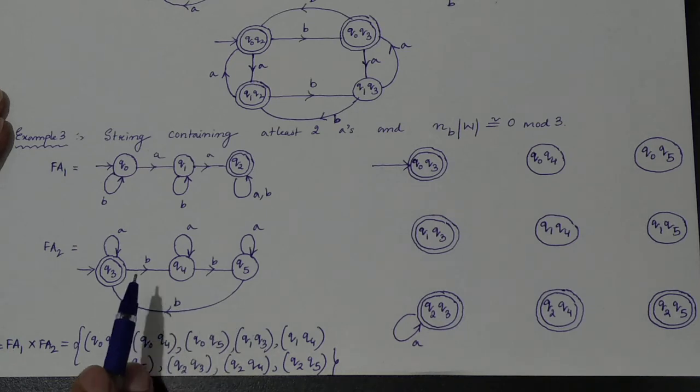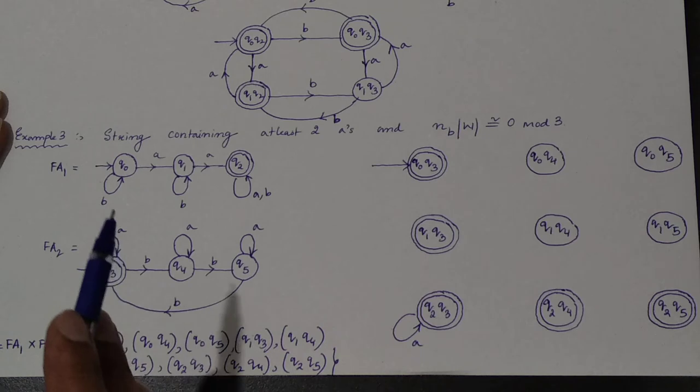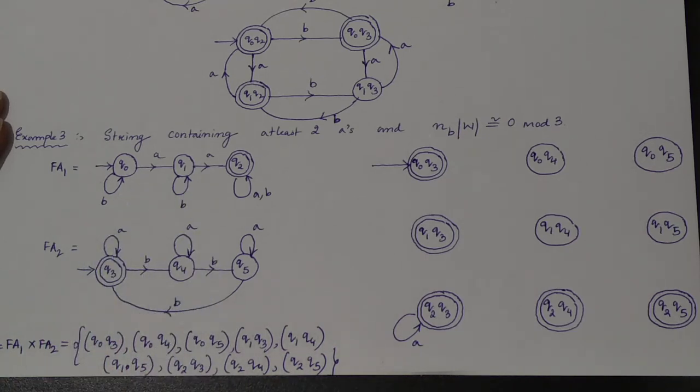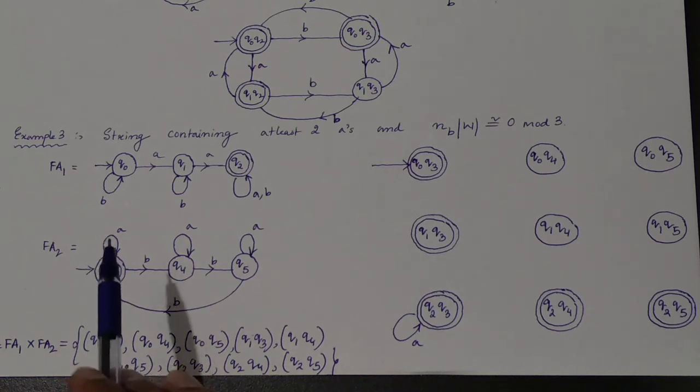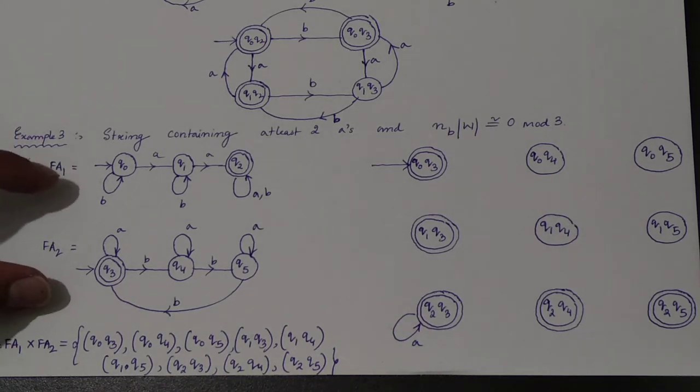So for multiples of 3, initially it will be 0, then 3, then 6, then 9, right? For 0 B's, it is initial and final. For 3 B's, 1, 2, 3. For 6, 1, 2, 3, 4, 5, 6. For 9, 1, 2, 3, 4, 5, 6, 7, 8, 9. Correct? So B's are done. Now A doesn't have any restriction, so for every state I have put a self loop for A. So these are the two finite automata that we have got.